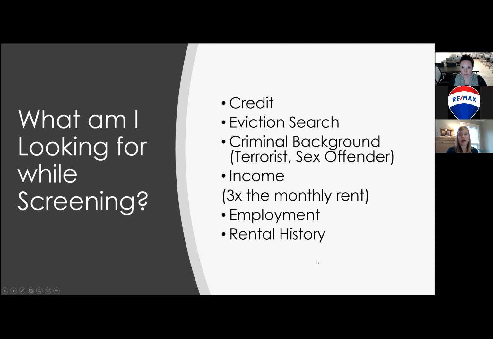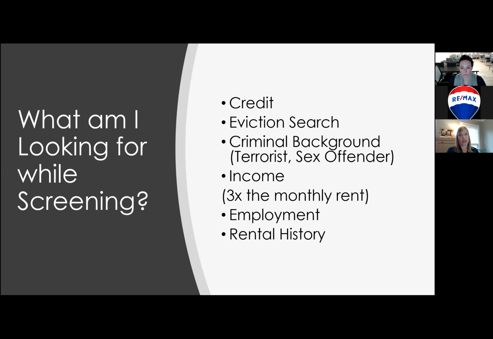Sometimes if they don't have pay stubs, you'll want to ask for tax returns. If they're independent contractors or have their own business, we'll want to look at the last 2 years of tax returns to check their income, expenses, etc. Just looking for that 3 times the monthly rental rate.